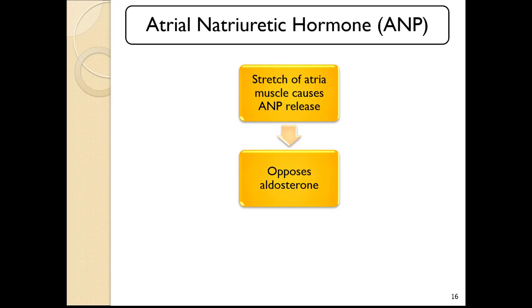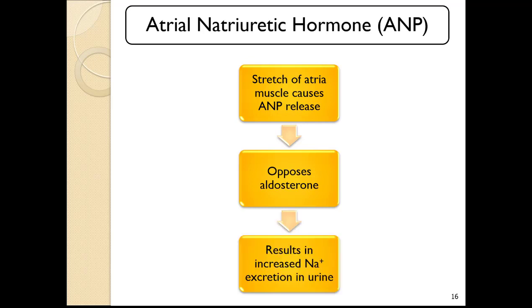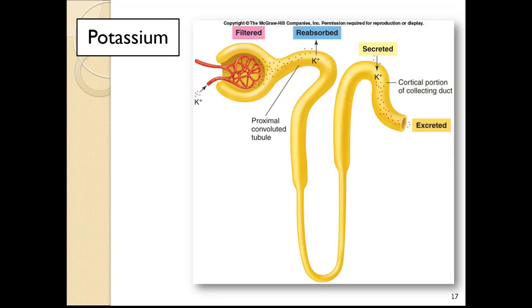So ANP opposes aldosterone, and so since aldosterone causes the reabsorption of sodium, ANP causes sodium to be kept in the urine essentially. And this, of course, sodium is going to draw water to it, so you're going to have more water also in the urine by keeping more sodium in the urine. So ANP is a hormone released by the heart. It is in direct opposition to aldosterone.